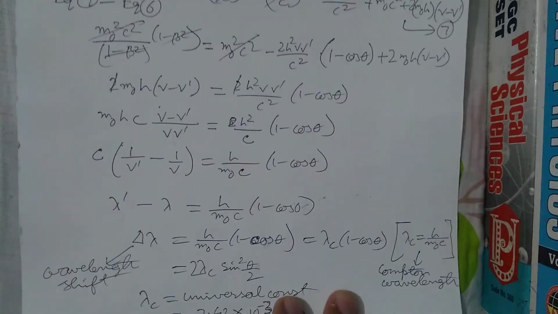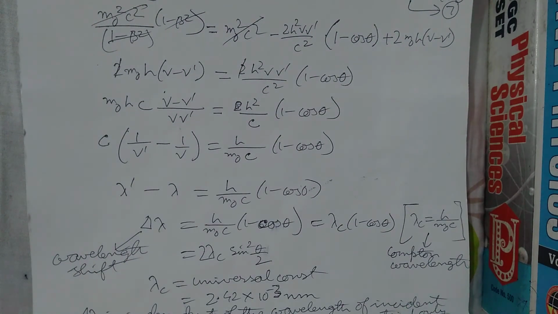So there is always a wavelength shift in the Compton effect between the incident radiation and the scattered radiation, and this proves that light can also behave as a particle in some experiments, and in this Compton effect light behaves as a particle.